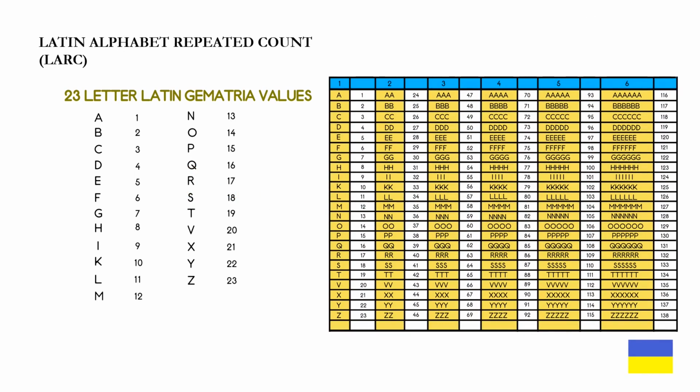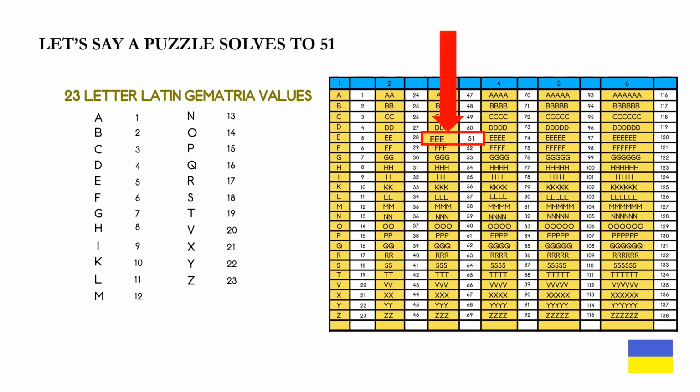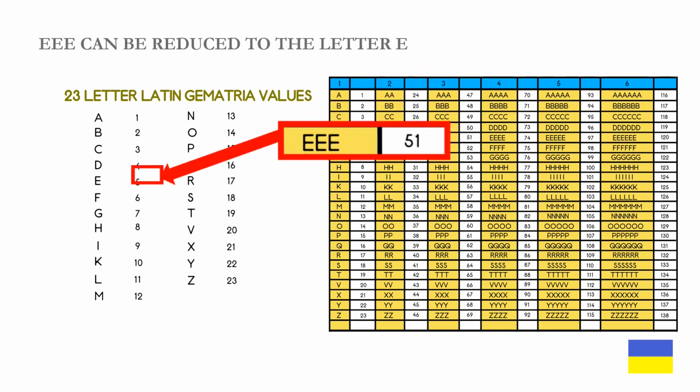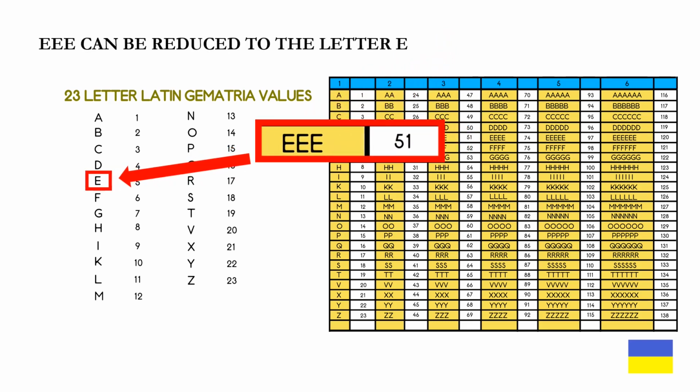Now I'm going to show you how to use the Latin alphabet repeated count. Let's say a puzzle solves to the number 51. That is triple E in the Latin alphabet repeated count. Triple E can be reduced to the letter E. We will see puzzles, however, that only involve the first step, where we go straight to the Latin alphabet repeated count and stop there.